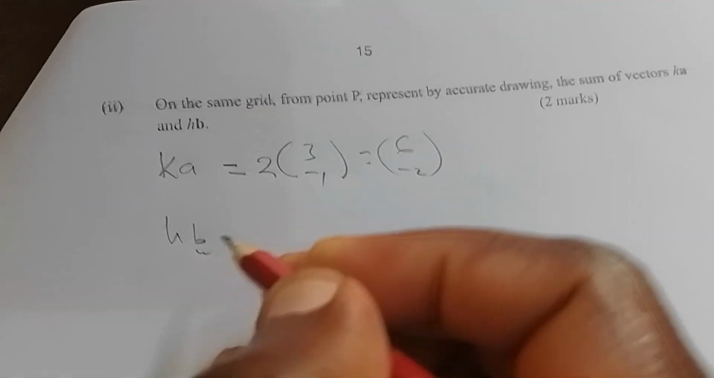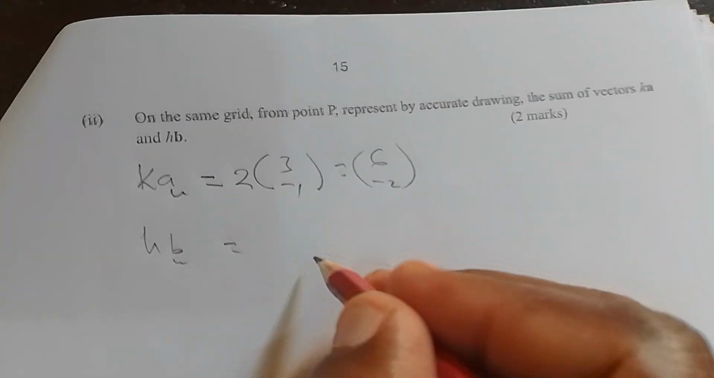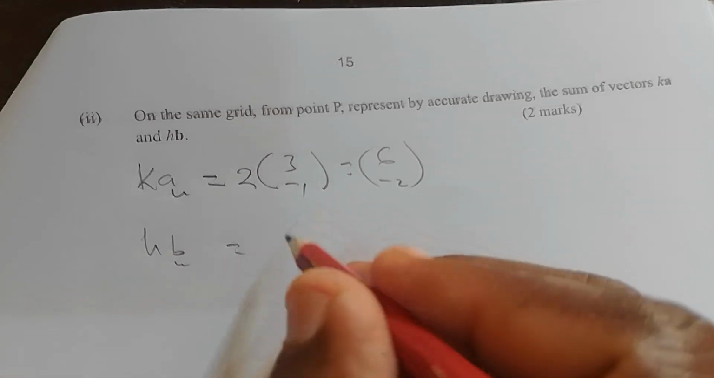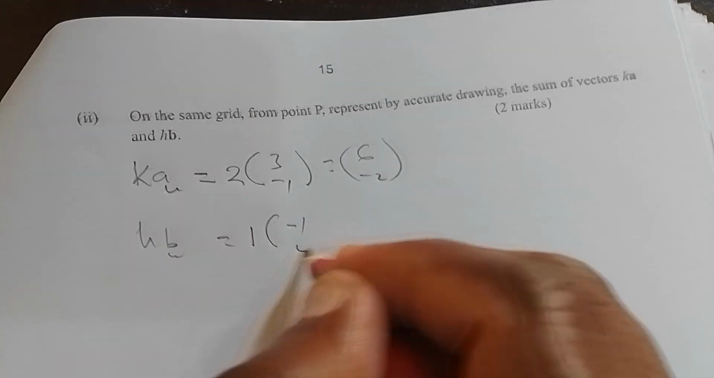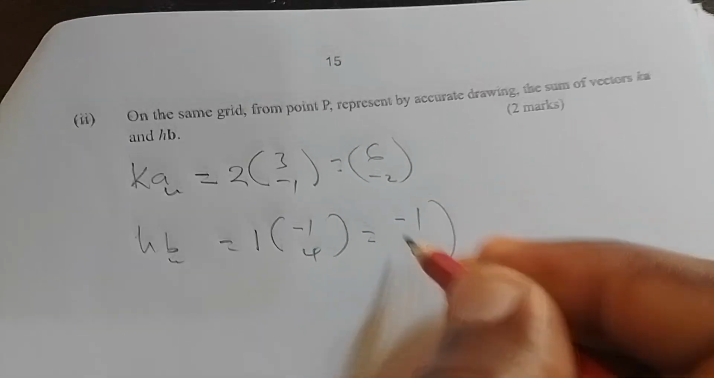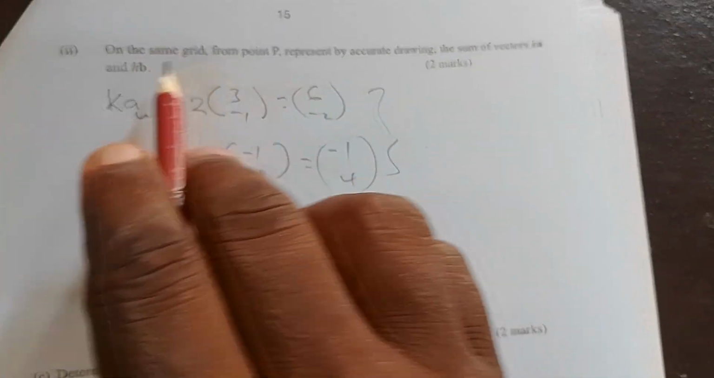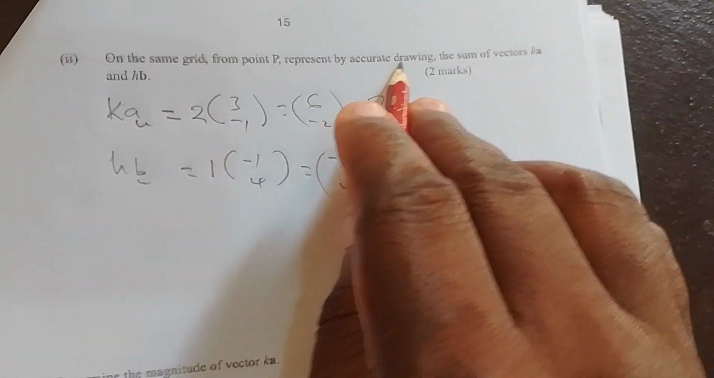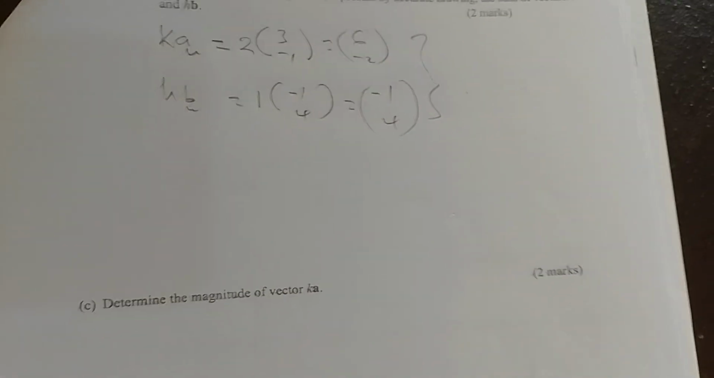So Hb, don't forget to put the wave. Hb is equal to, the value of H was 1, so 1 into (-1, 4). This one gives us (-1, 4). These ones I will show you, because we have been told to represent by accurate drawing the sum of vectors Ka and Hb. I will show you that, learners, on the grid. Let's look at the last one.